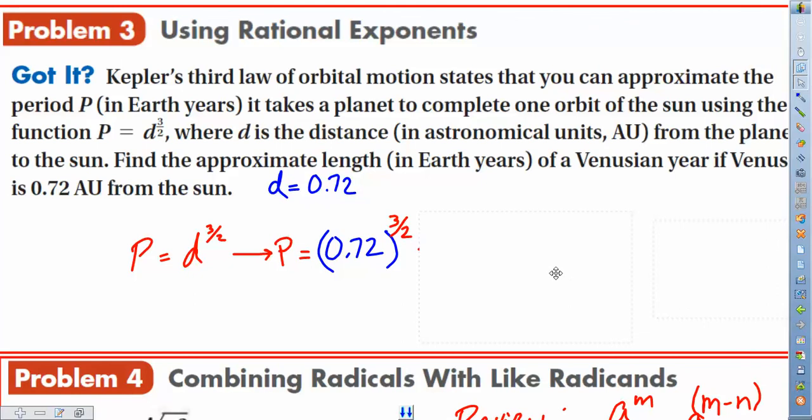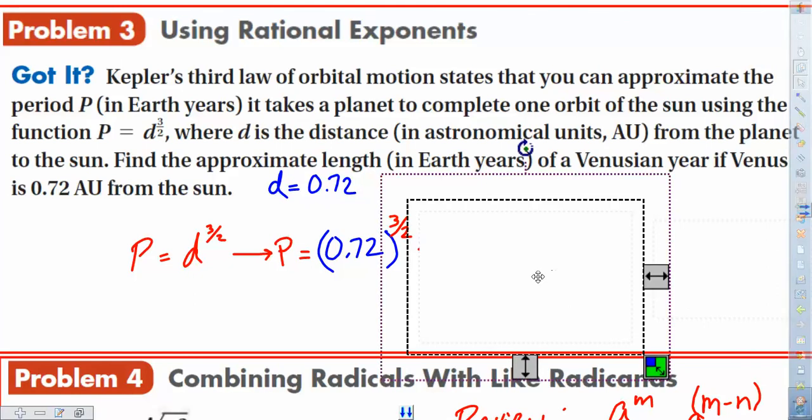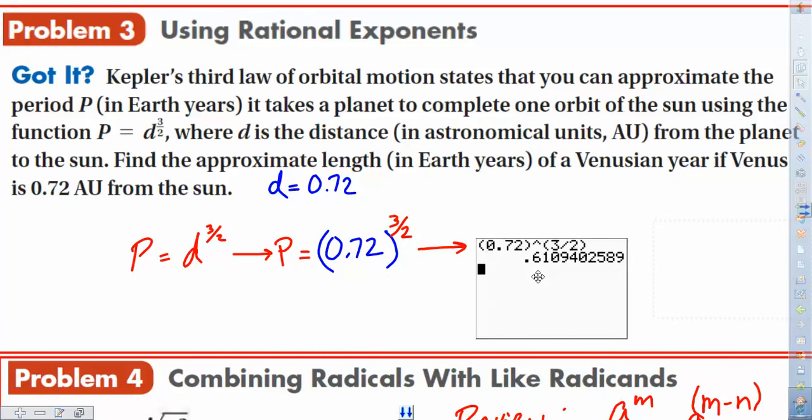From here, ladies and gentlemen, I would really just use your calculator. Here's a screenshot of the calculator, me taking 0.72 and raising it to the 3/2 power. If you're in a rush or you don't like fractions, do you realize that 1.5 would have worked right where that 3/2 would have been? So you can just take 0.72 and raise it to 1.5.